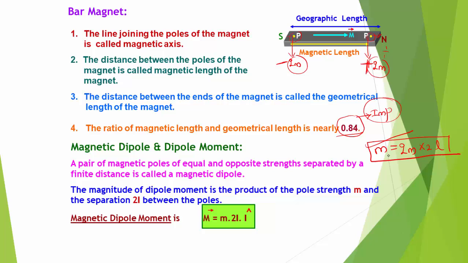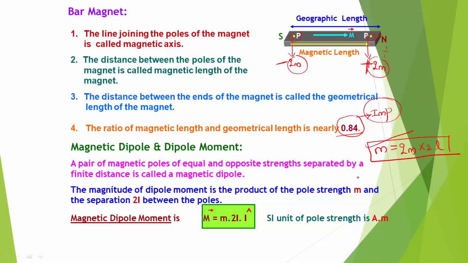Magnetic dipole moment M is QM into 2L. Here also the SI unit of that pole strength is ampere meter, because it is the length. The SI unit of length is meter. What does the magnetic dipole moment become? Ampere meter square. When the magnetic dipole moment comes, what is the concept? We take it as ampere meter. Right?